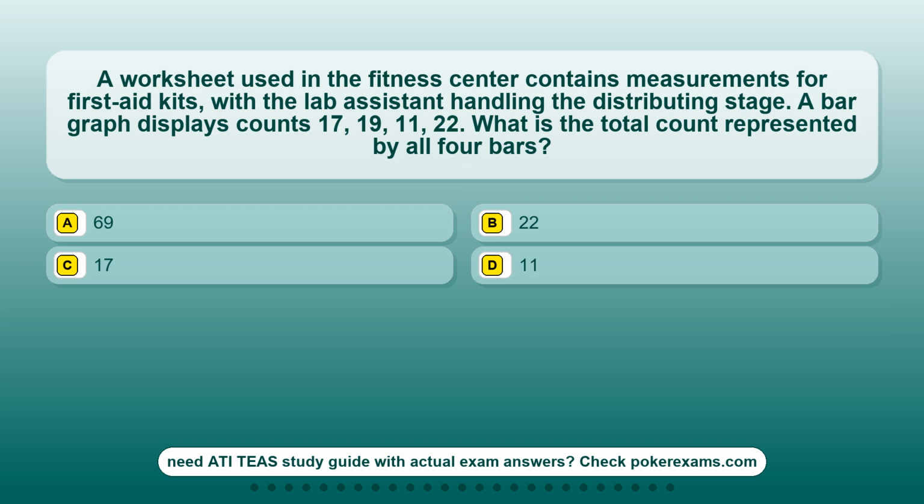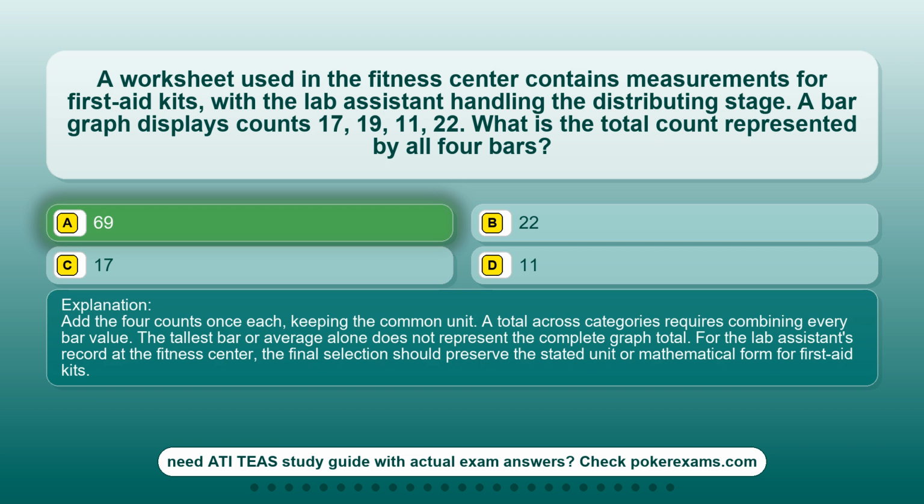A worksheet used in the fitness center contains measurements for first-aid kits, with the lab assistant handling the distributing stage. A bar graph displays counts 17, 19, 11, 22. What is the total count represented by all 4 bars? Option A, 69. Option B, 22. Option C, 17. Option D, 11. The correct answer is option A, 69.